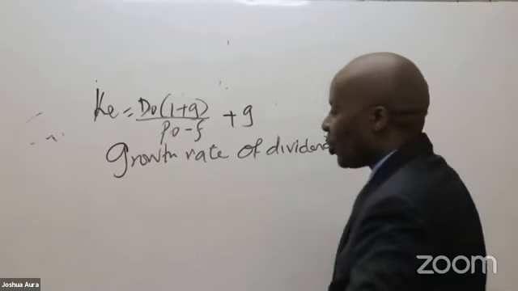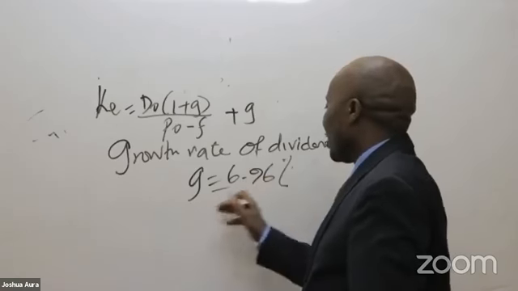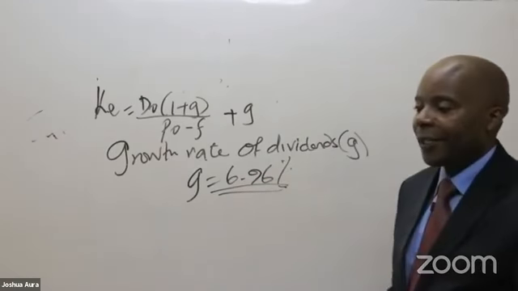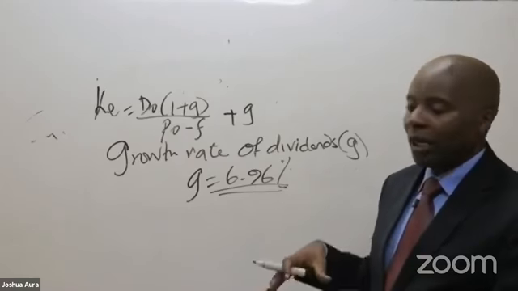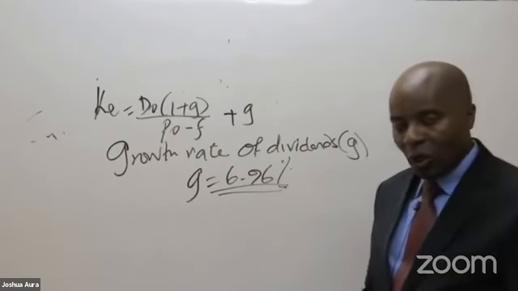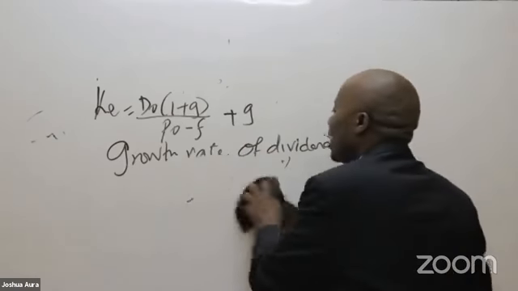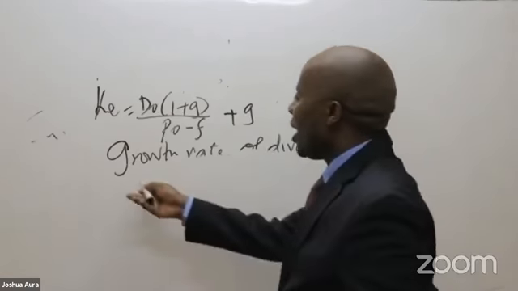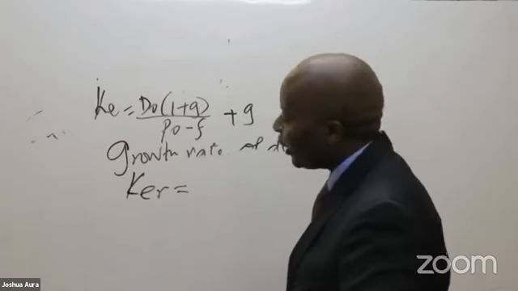6.96%. So we have our G as 6.96%. Now, having gotten G, what we need to do is just plug in figures to get the cost of equity of retained earnings, which I'll be abbreviating like this.